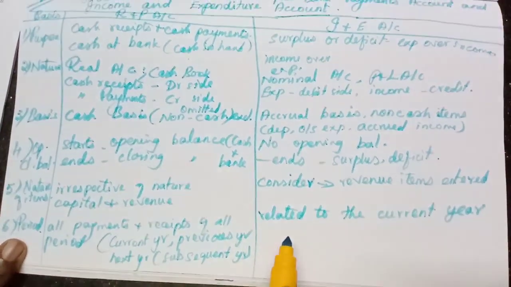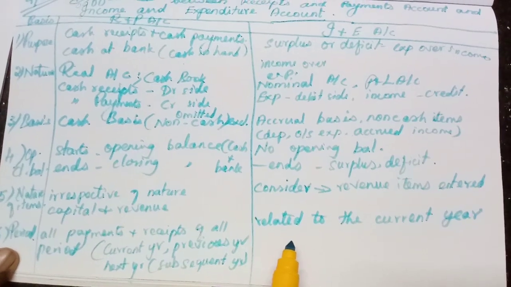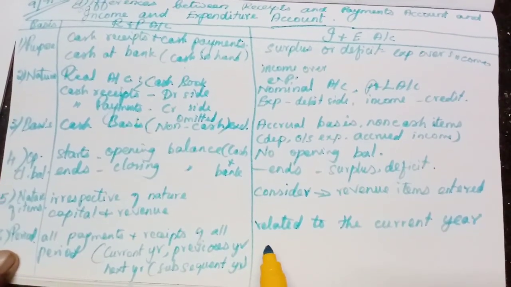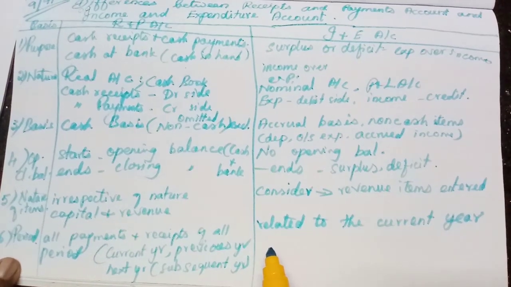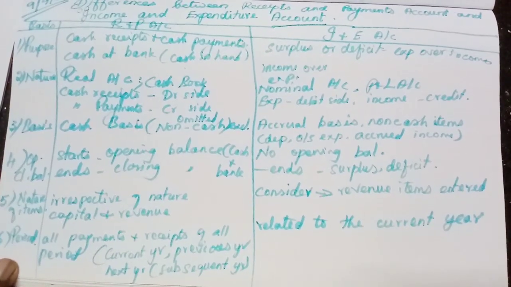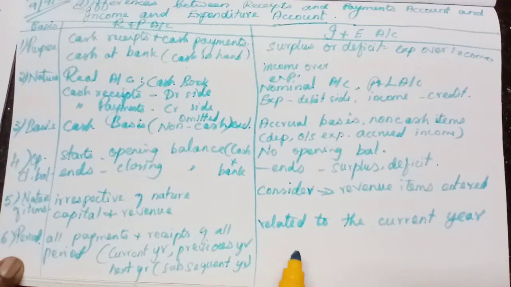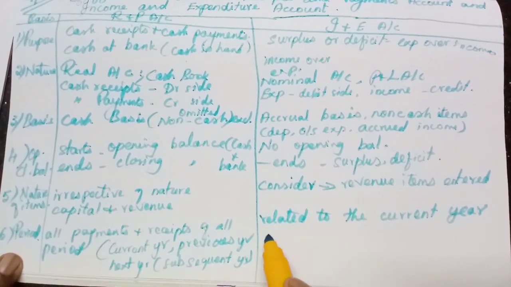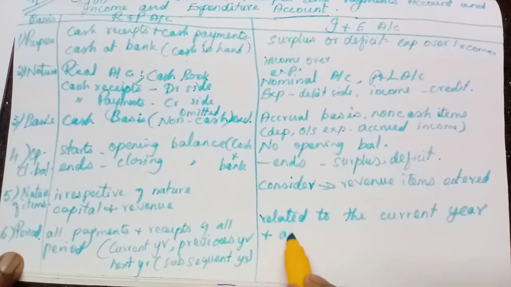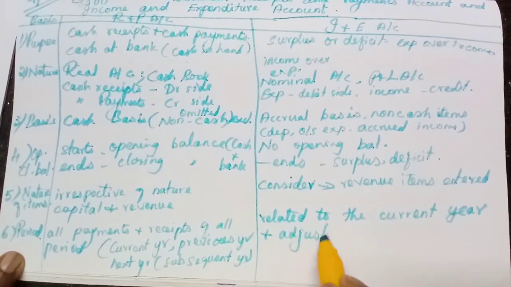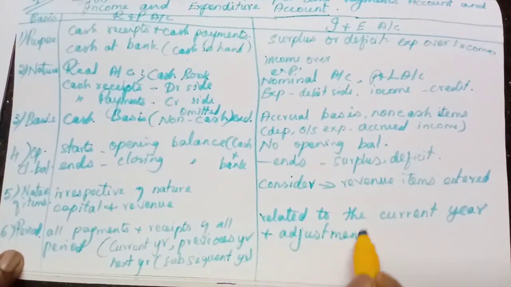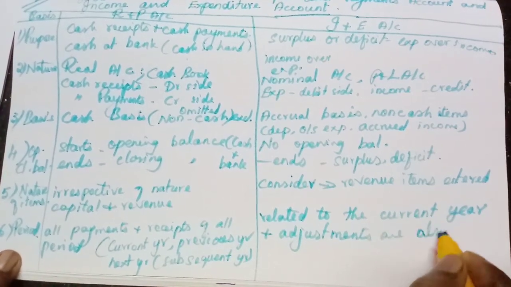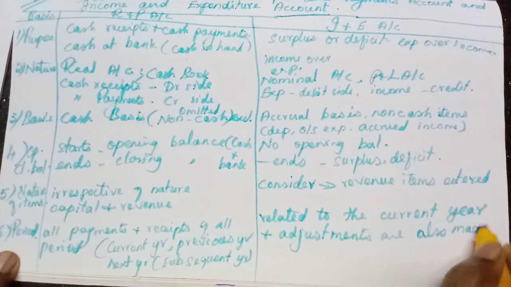Current year. Then if there are any adjustments, any items that we have received in advance in the last year that are related to the current year, those also will be added along with this one. Then we make the adjustments. Adjustments are also made here.